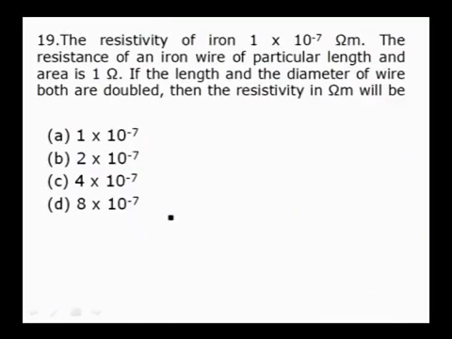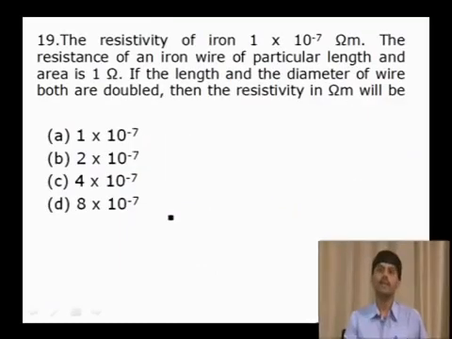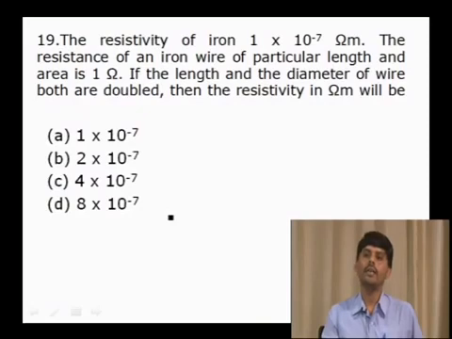Next, question number 19. The resistivity of iron is 1 into 10 raised to minus 7 ohm meter. The resistance of the iron wire of particular length and area is 1 ohm. If the length and diameter of the wire are both doubled, then the resistivity in ohm meter will be: option A, 1 into 10 raised to minus 7; option B, 2 into 10 raised to minus 7; option C, 4 into 10 raised to minus 7; option D, 8 into 10 raised to minus 7.